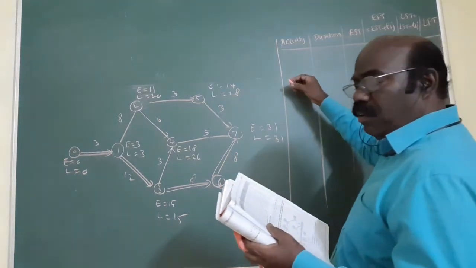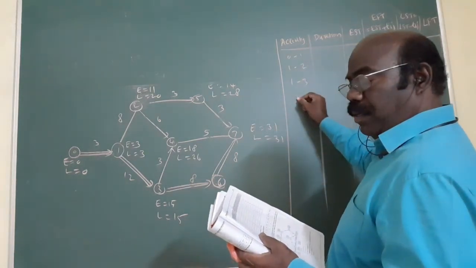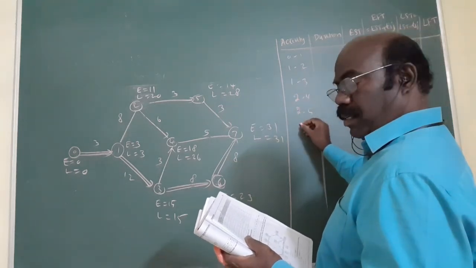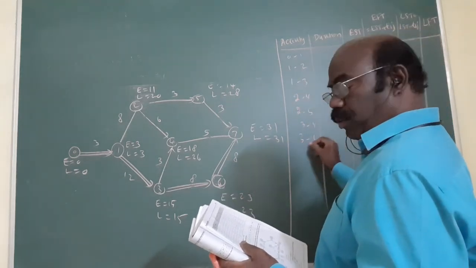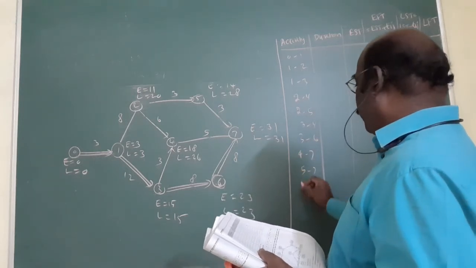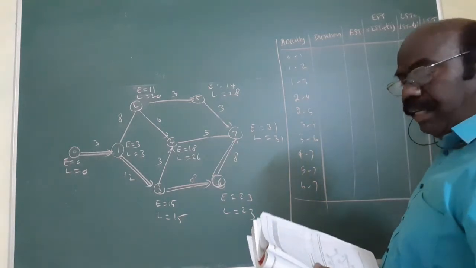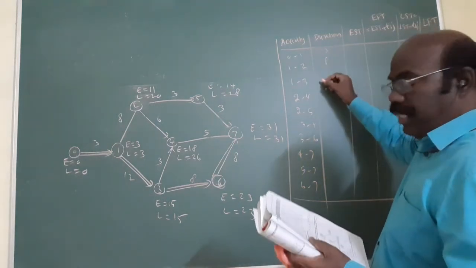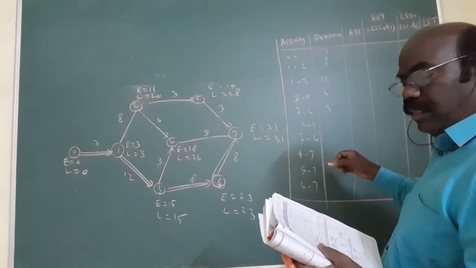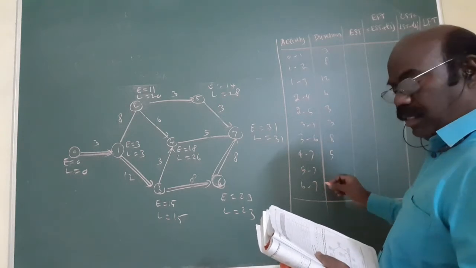In activity I will take 0 to 1, 1 to 2, 1 to 3, 2 to 4, then 2 to 5, 3 to 4, 3 to 6, 4 to 7, 5 to 7, 6 to 7. Okay? Now duration is already given: 3. From the question: 3, 8, 12, 6, 3. Then again 3, 8, 5, 3, 8.